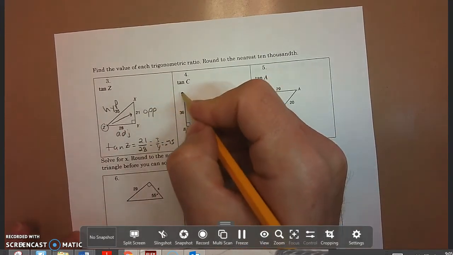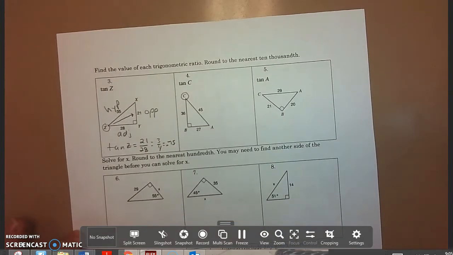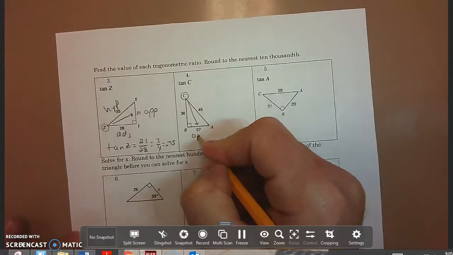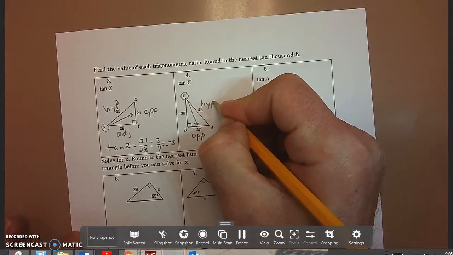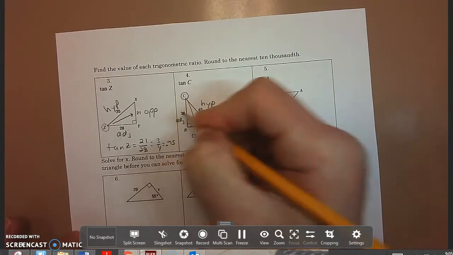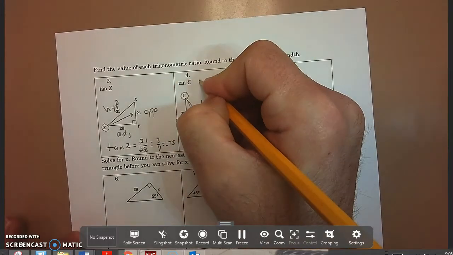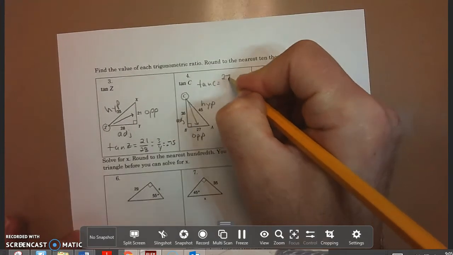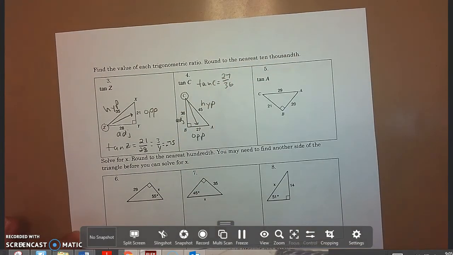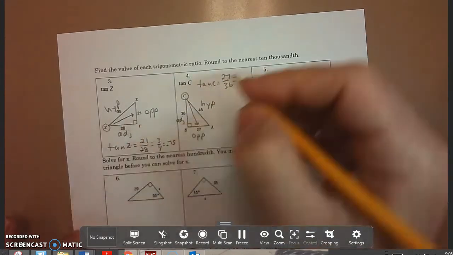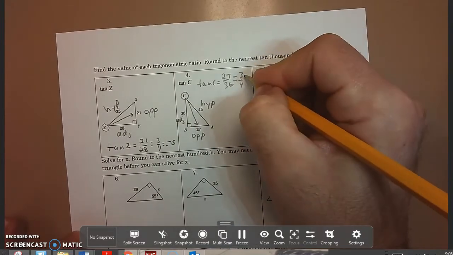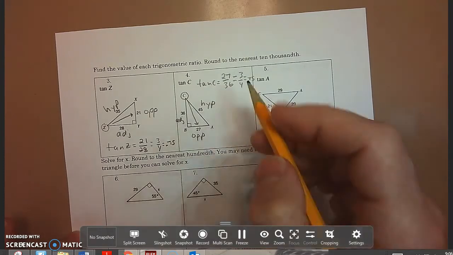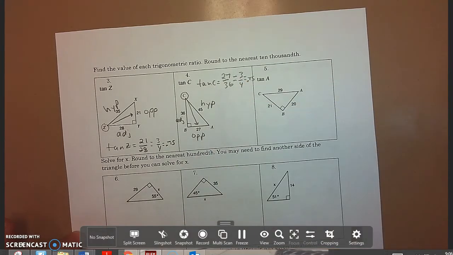So let's look at the tangent of c, number 4 here. So again, I'm going to draw an arrow from the reference angle to the opposite side. I'm going to label my hypotenuse, and I'm going to label my adjacent. So the tangent, let's do this one up here, of angle c is going to equal 27 over 36, which again equals 3/4, that's just a coincidence, 0.75. So I'm writing this as a fraction and I'm reducing the ratio.